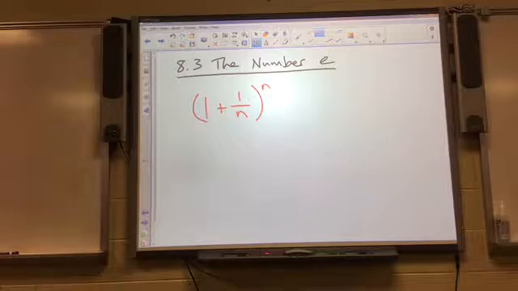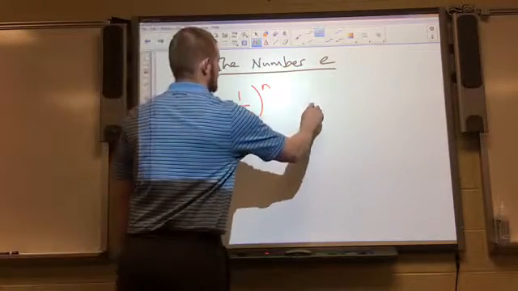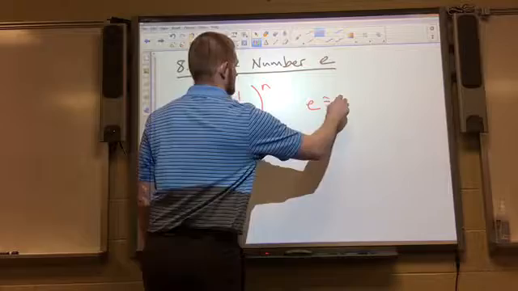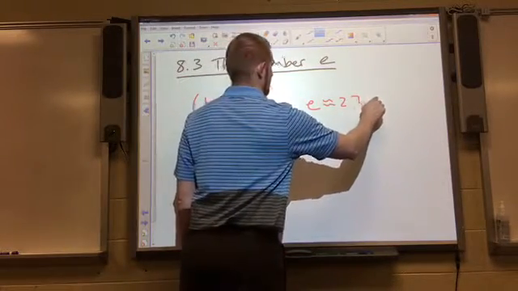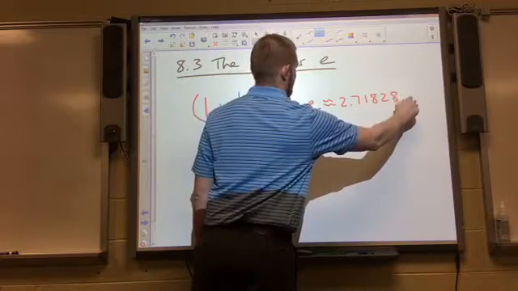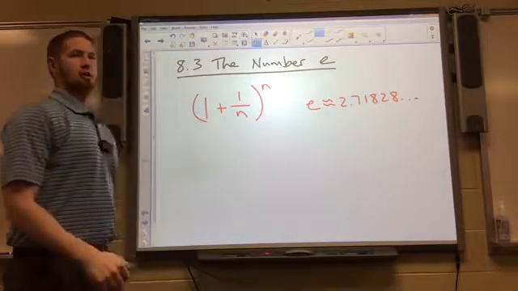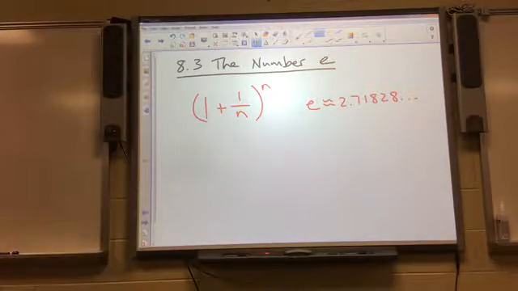Okay? e is equal to this, and it approaches 2.71828. But that function never actually touches the number e, it becomes very, very close to it. So basically e is the asymptote of that function. Is what we're getting at.